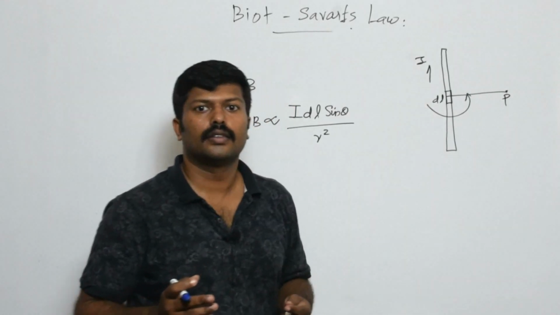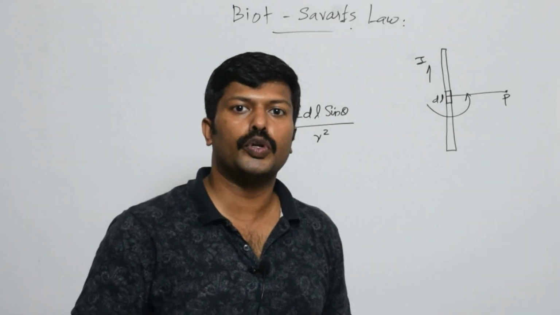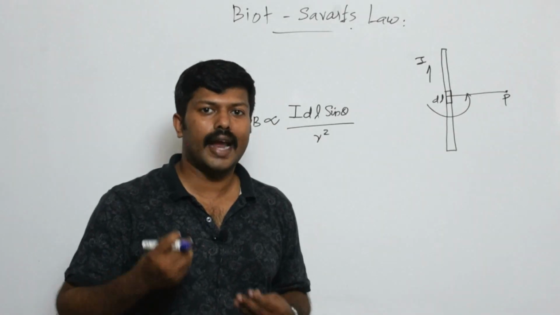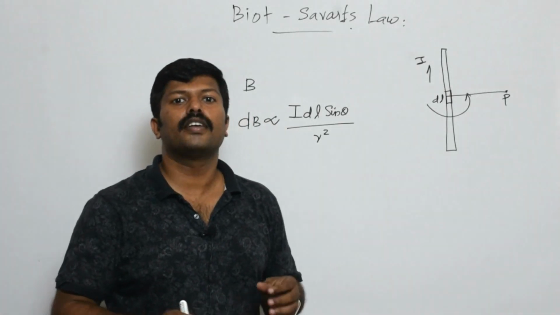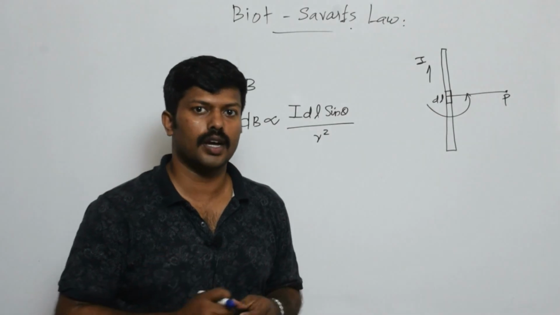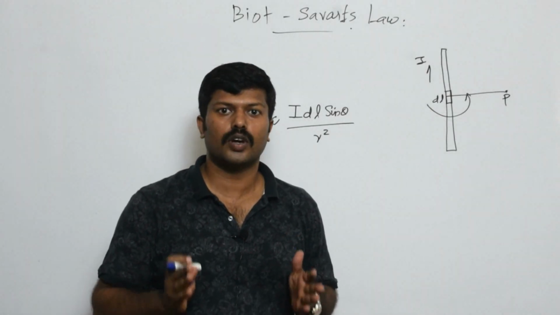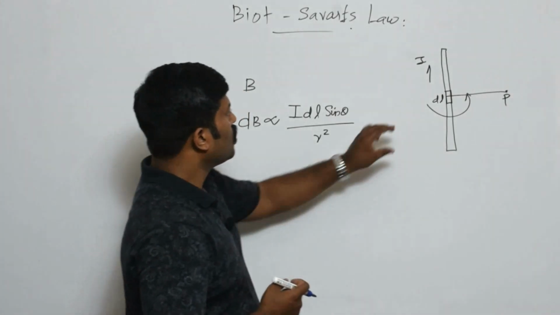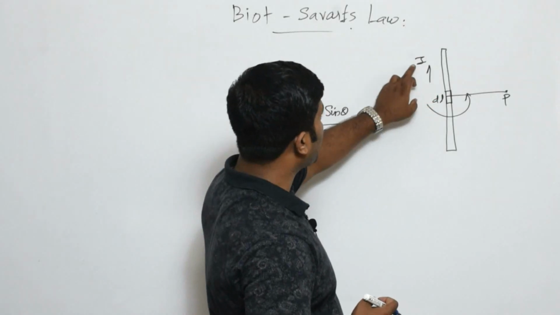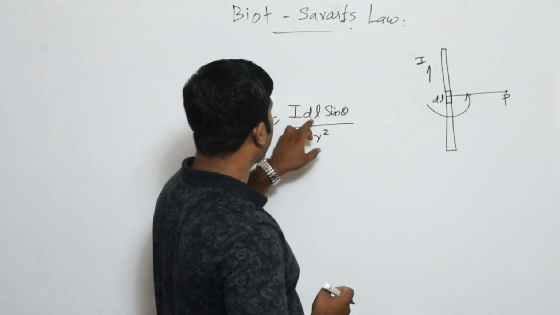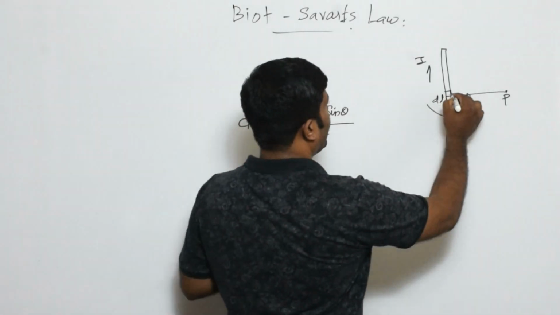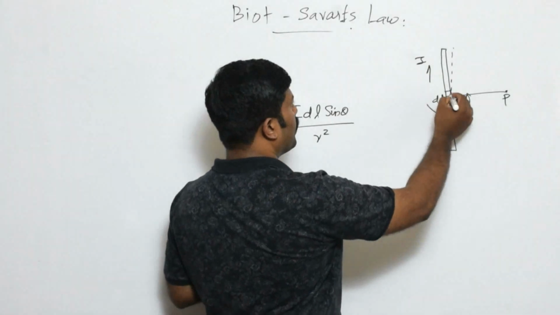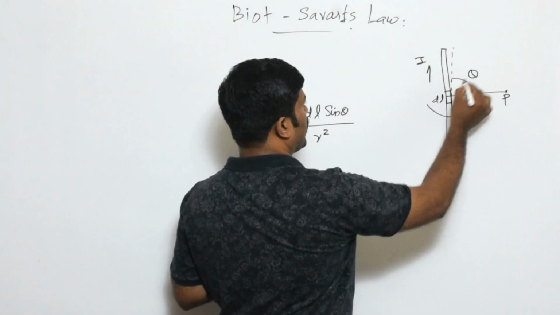We all know that only moving charges constitute a magnetic field, whereas an electric field is constituted by static charges. A magnetic field is only constituted by moving charges, that is, current. So current is necessary for a magnetic field. This differential element has a current I, so the total current element is I into dl, and we take an axis, that is the axis of the current element, and this angle as theta.